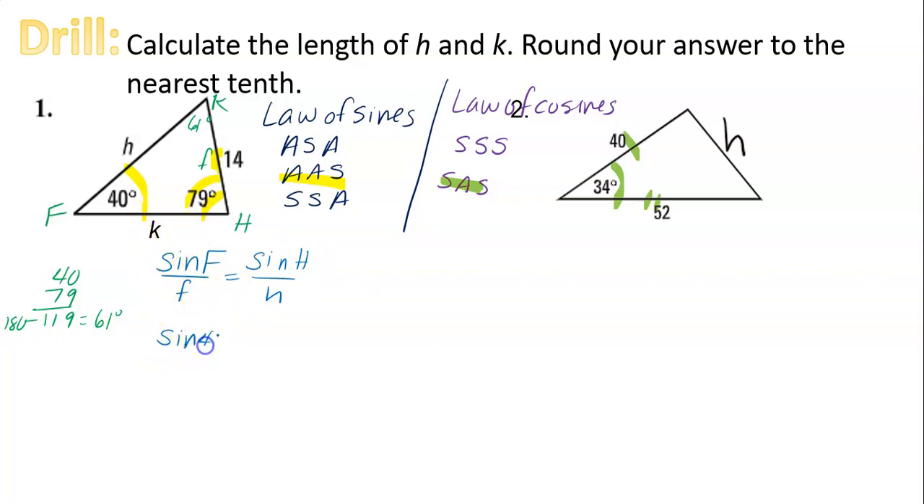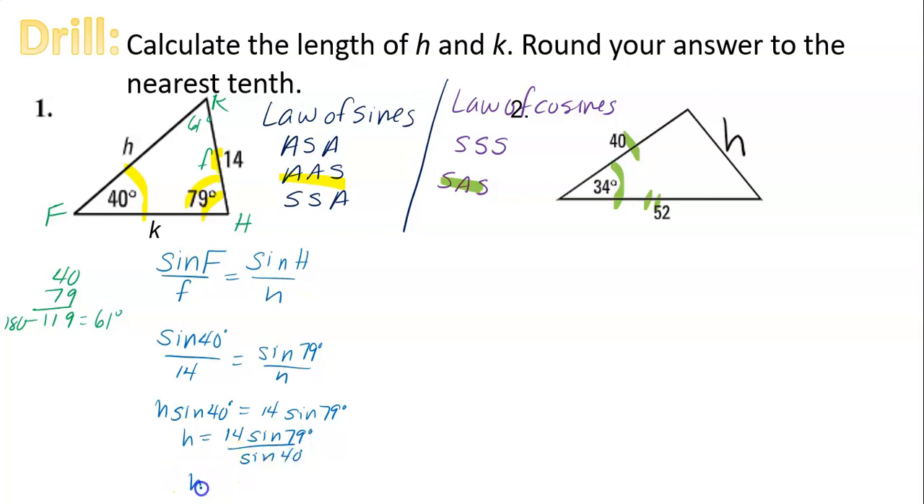The sine of 40 degrees divided by 14 is equal to the sine of 79 degrees divided by h, and we cross multiply. So h times the sine of 40 degrees equals 14 times the sine of 79 degrees. That means h is going to be 14 sine 79 divided by the sine of 40. Then you type that in your calculator, and we're going to round our answer to the nearest tenth. So we have 14 sine 79, close the parentheses, divided by the sine of 40.